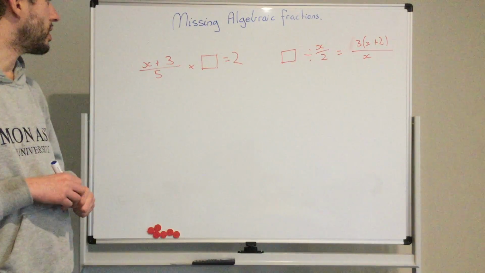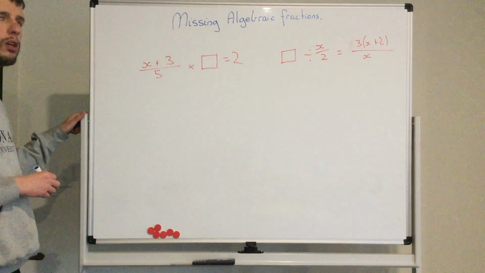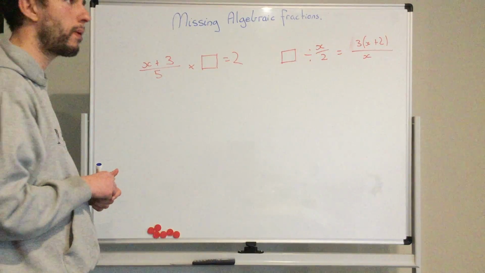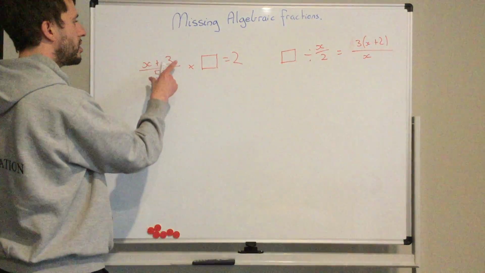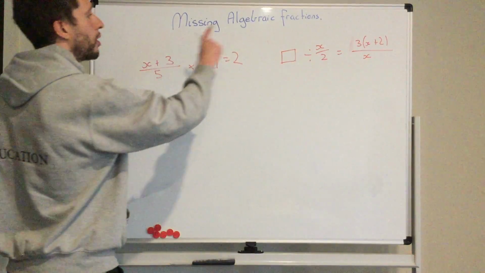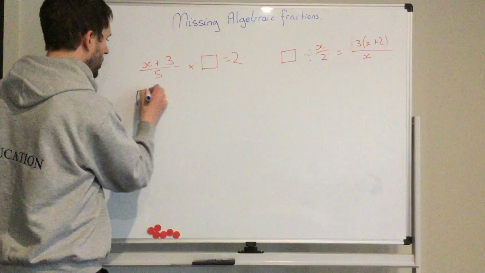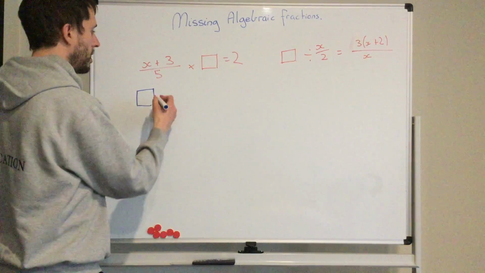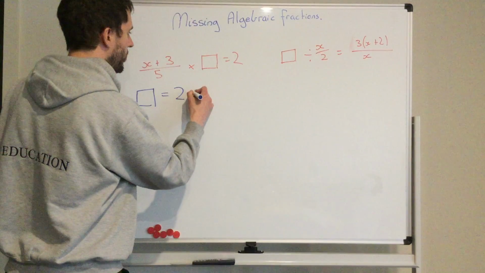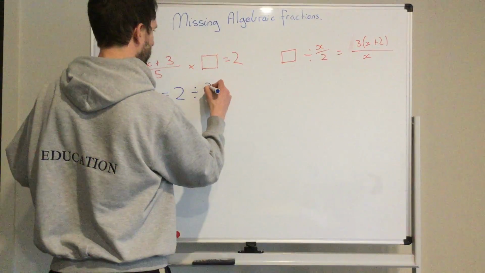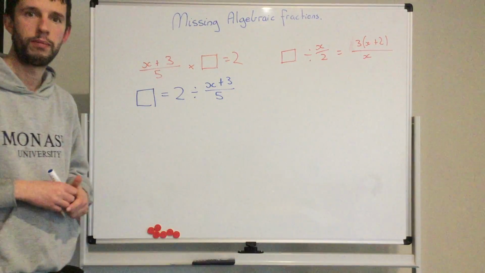First thing we need to be thinking about is this is timesing. So what's the opposite of multiplying? The opposite of multiplying is dividing. So if I divide this whole side by this amount, I'm going to divide the other side by exactly the same amount. So it's like a balancing beam. So this will equal 2 divided by x plus 3 divided by 5.